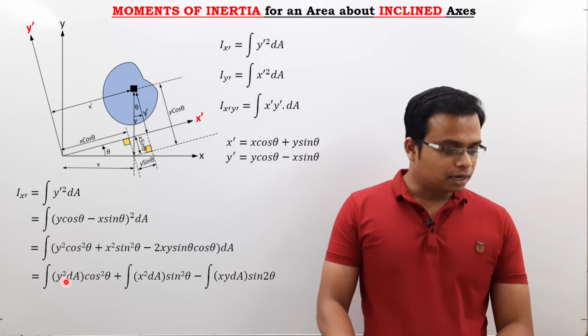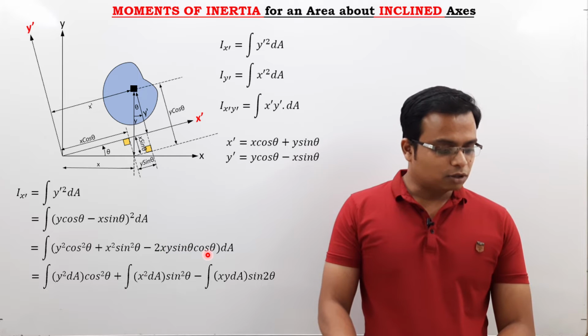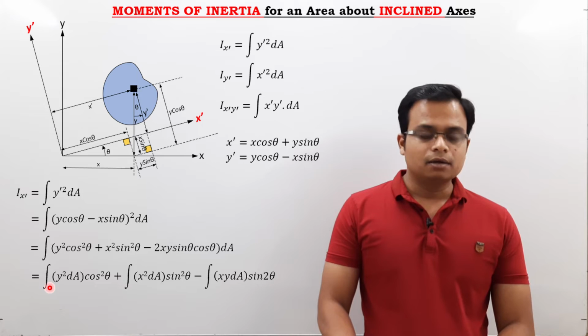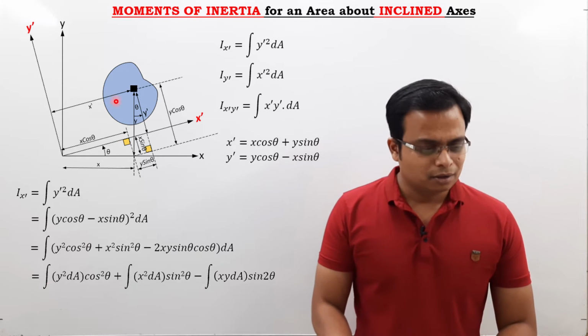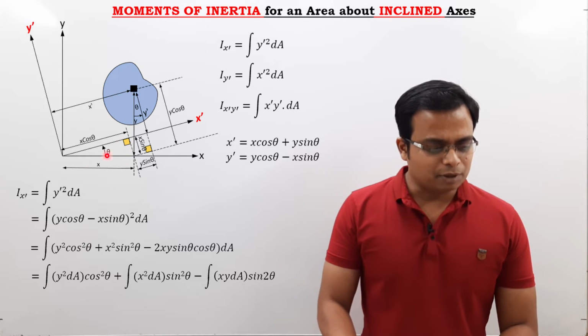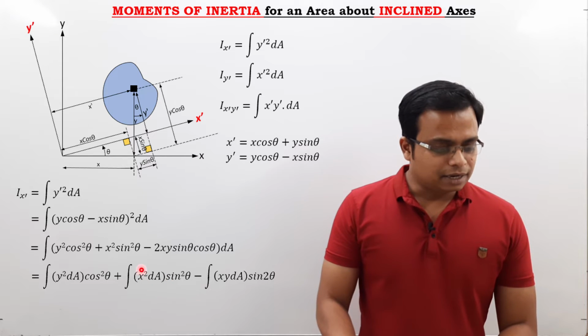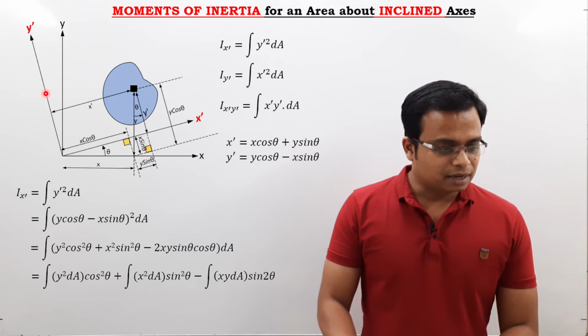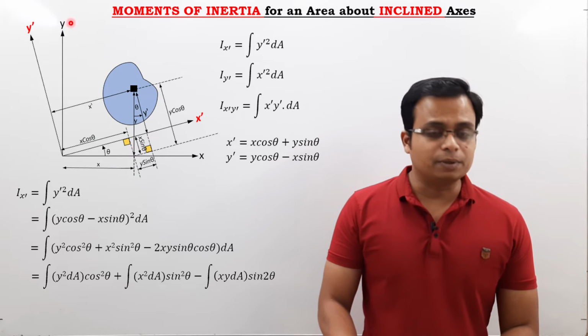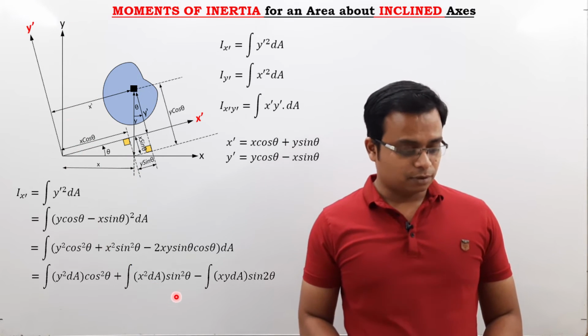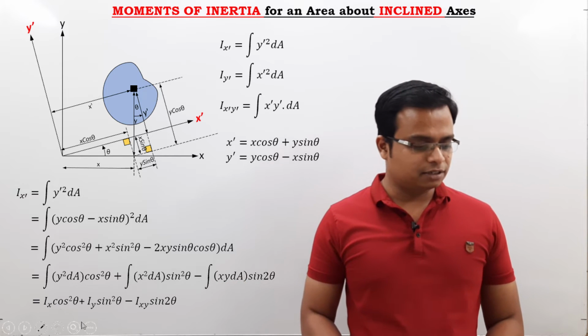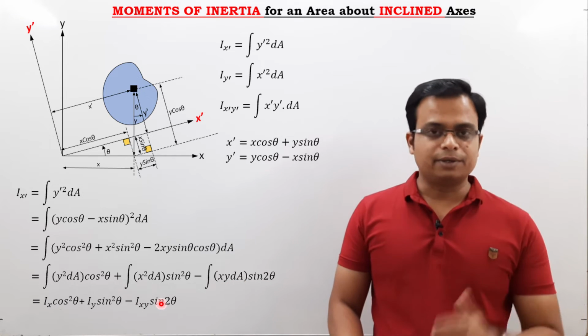Okay, done. dA inside, cos square outside. Again dA inside, sin square outside. Again 2 sin theta cos theta becomes sin 2 theta and xy dA. So this integral of y square dA happens to be Ix. This integral of x square dA happens to be Iy. And this happens to be the product of inertia. So let us just write this. Basically this is your first equation.